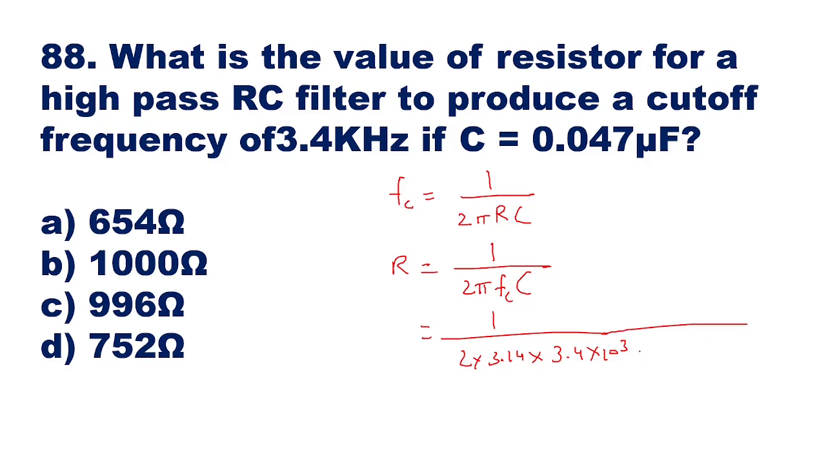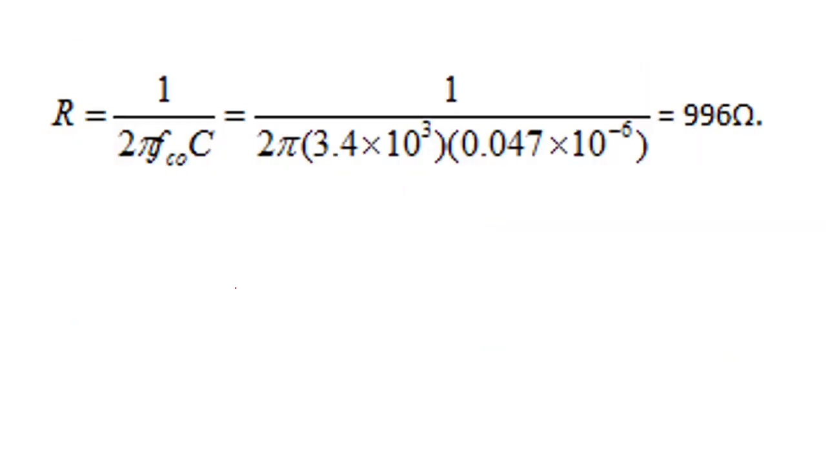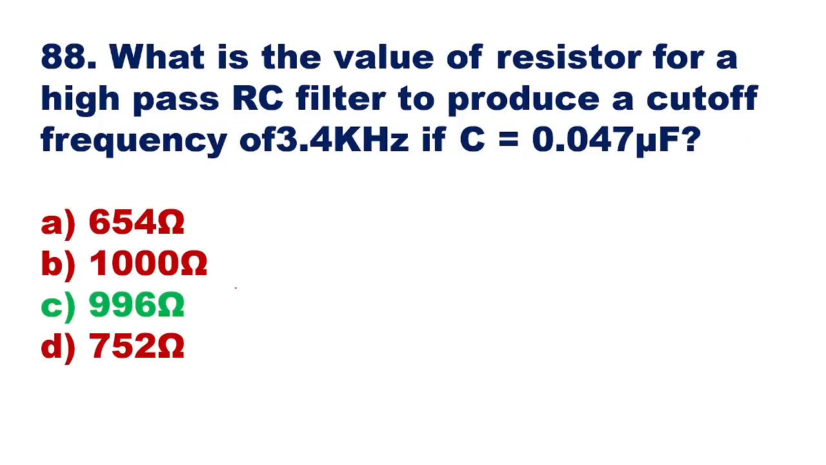and C is 0.047 microfarad, so it is 0.047 into 10 to the power of minus 6. Now this is what is given, and with this calculation we find R is equal to 996 ohms. So option C will be the right answer here. It is 996 ohms. Here you can see the calculations. With the same calculations we have done, the answer we get is 996 ohms, so option C is the correct answer.